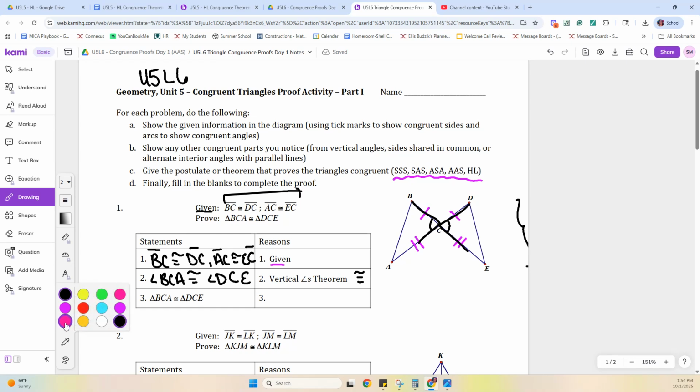Now I have 3 different sections. I have a side that I marked, an angle that I marked, and a side. Same thing over here. I have a side, an angle, and a side. So because I have a side, angle, side, that's what's going to go in for my reason of proving those 2 triangles are congruent. I can state the 2 triangles are congruent because I have side, angle, side congruence theorem. And that's it. We did our first proof.